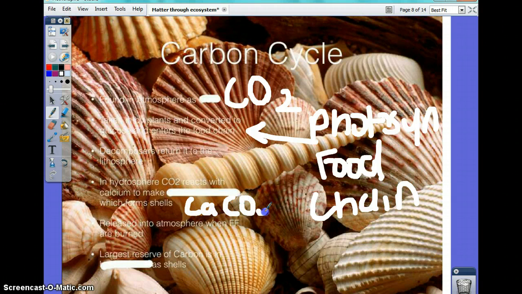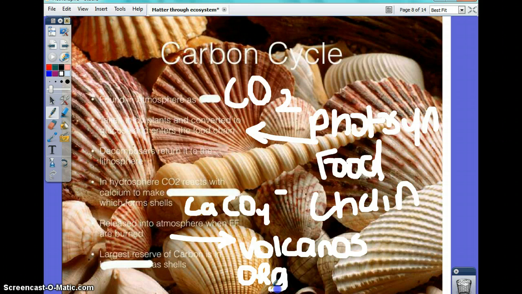You have to know that in the hydrosphere. Carbon is released back into the atmosphere as CO2 through burning fossil fuels, volcanic eruptions. Can you guys tell me some other ones? Burning organic matter. What is the other side of photosynthesis? Cellular respiration. That also releases carbon dioxide.